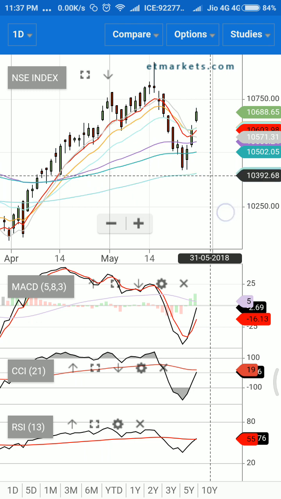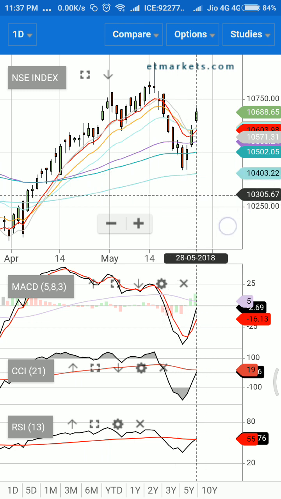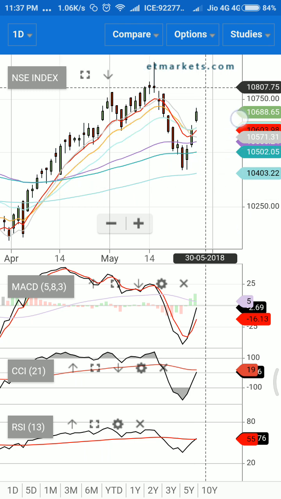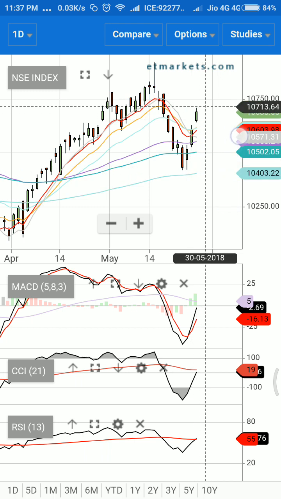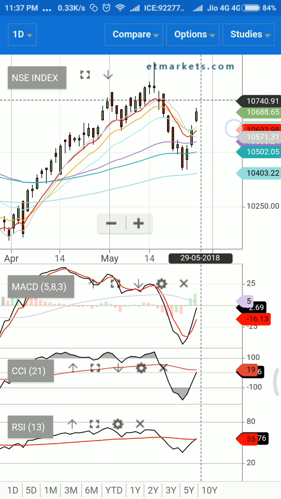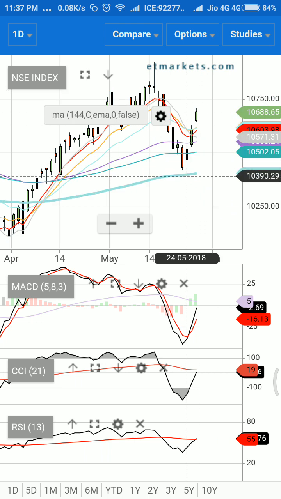So clearly I am expecting a stable to bullish kind of move for the market. 10,650 should act as a good sort of support, and 10,800 is the level which you should watch. The market may face some sort of resistance there, but it will be a stable to bullish move, and 10,800 should come as per my knowledge. So that was my analysis for the Nifty.